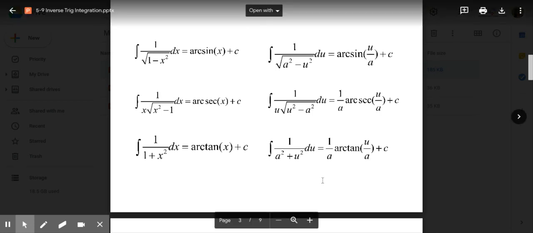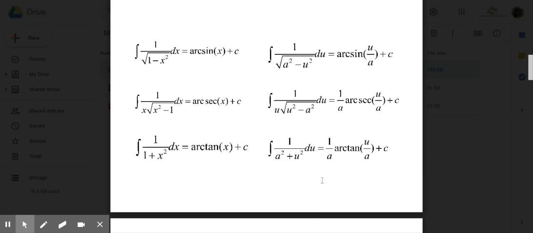And notice arc sine does not have the fraction. Arc secant has 1 over a, and arctan has 1 over a in front of the answer to the integral, the antiderivative. So we're just basically going to be looking at these little rules. And there's only 3 because there's normally 6, but these are the only 3 we have to know.